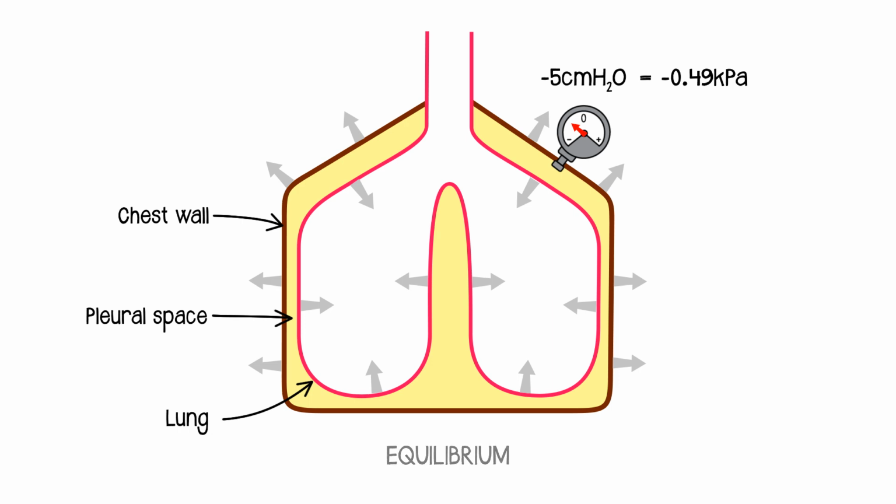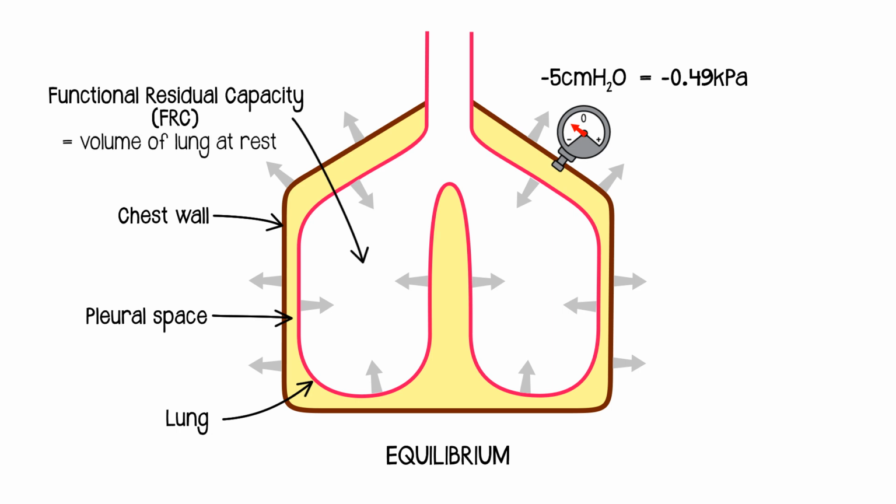We therefore have an equilibrium at rest, and the volume of the lungs at rest is referred to as the functional residual capacity, or FRC. Now, that's the volume of the lungs if your glottis were open, but the lungs were neither expanding nor contracting. The whole system is just at rest.